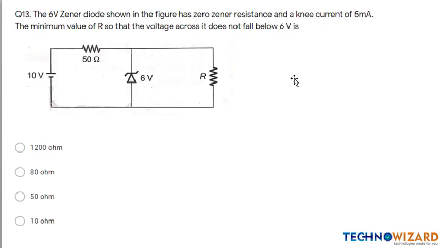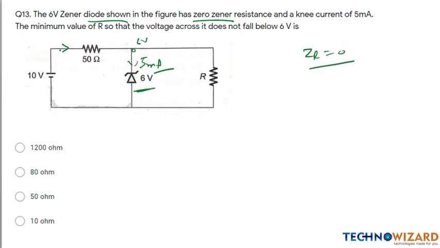Next question, question number 13. See this question. The 6 volt Zener diode shown in the figure has 0 Zener resistance, that is ZR is 0, and a knee current of 5 milliampere. That is, the current flowing through the Zener diode is 5 milliampere. 6 volt is a Zener diode, so the voltage across the Zener diode is 6 volt. Therefore, this is 6 volt.